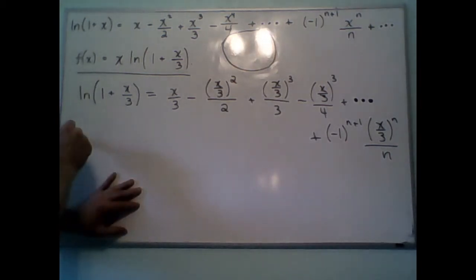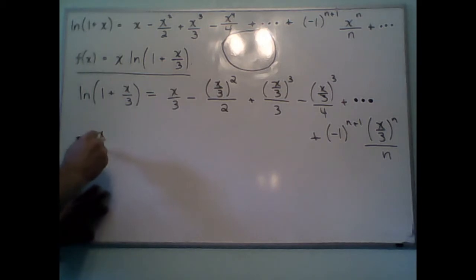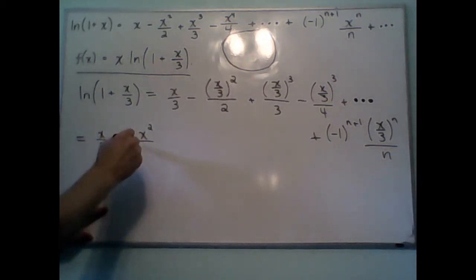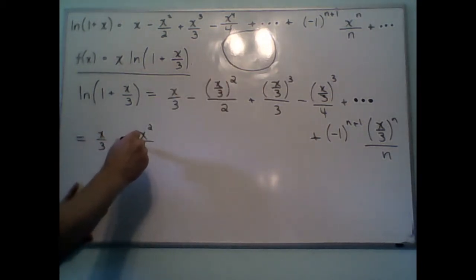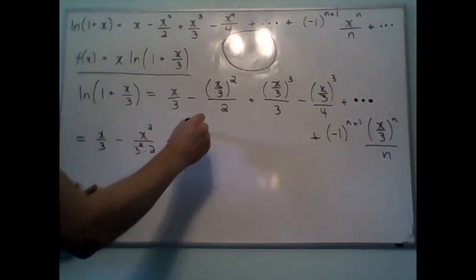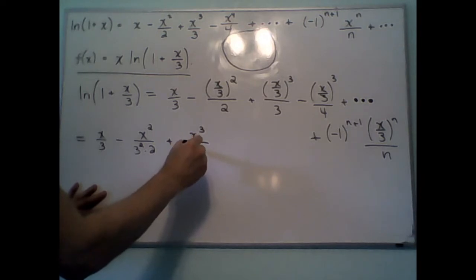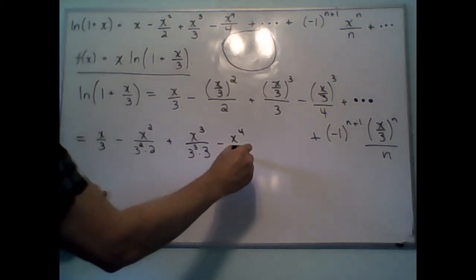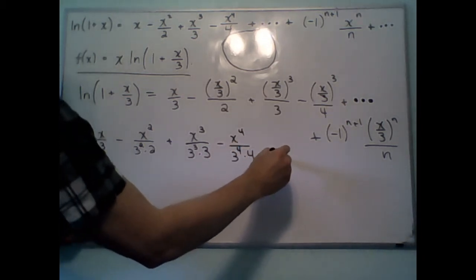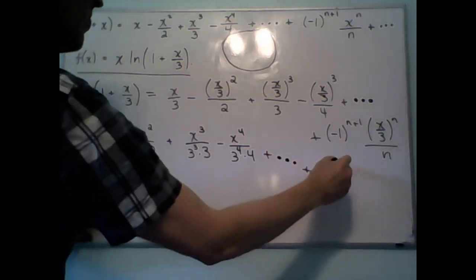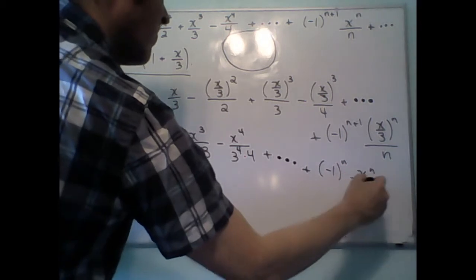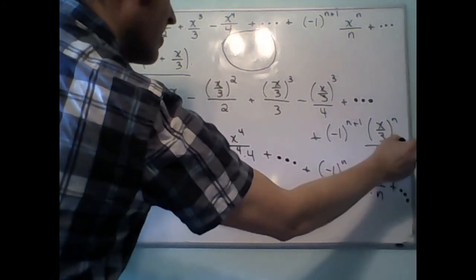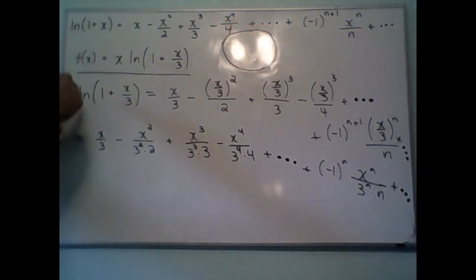And if I wanted to rewrite that, it would be x over 3 minus, okay, we're going to get x squared over 3 squared, so I can put that 3 squared down here. 3 squared times 2 plus x cubed over 3 cubed times 3 minus x to the 4th over 3 to the 4th times 4 plus ... plus negative 1 to the n plus 1, x to the n over 3 to the n times n plus ... This should also have a plus ... All right, that's log of 1 plus x over 3.